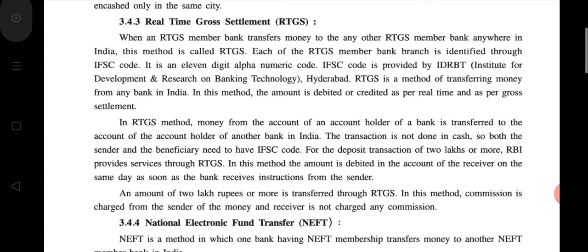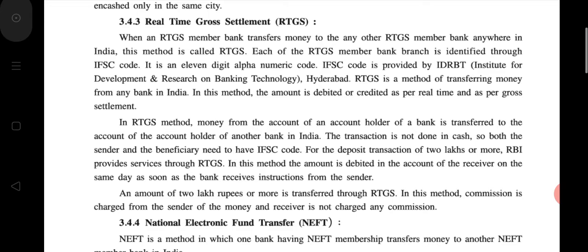Each RTGS member bank branch is identified through an IFSC code. It is an 11 digit alphanumerical code. The IFSC code is provided by the Institute for Development and Research in Banking Technology, Hyderabad. So RTGS is a method of transferring money from any bank in India.